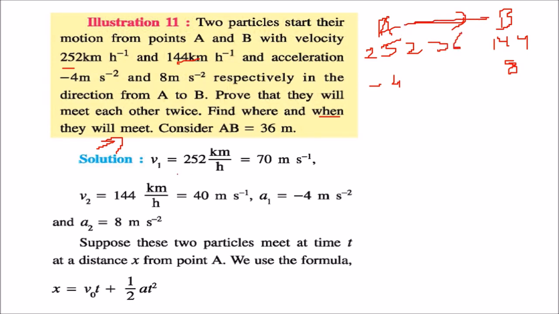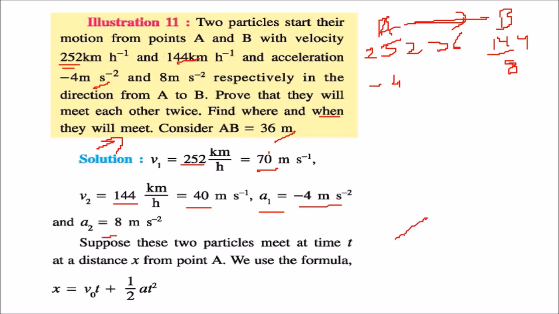Okay. Let us convert these, because the acceleration is in meter per second square and the distance is in meters. Let us convert 252 into meter per second. Multiply 252 by 5 by 18, you get 70. Again, convert 144 by 5 by 18, you get 40. So these are the speeds in meter per second. Acceleration a1 for the first one is minus 4, and for the second one it is 8.